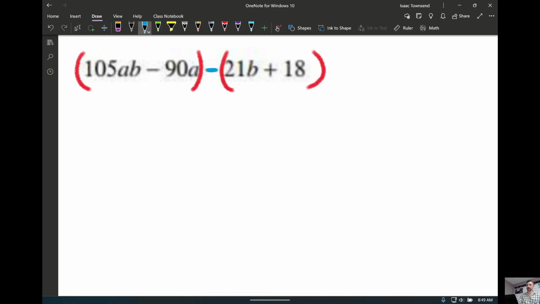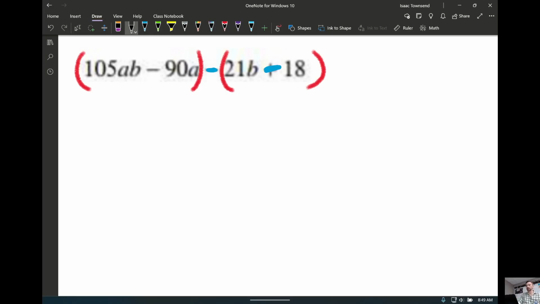The fact that this is a negative one in front of this parentheses, when I created the parentheses, it's now being distributed. I want it distributed to 21b, because the original question said minus 21b. But I don't want it distributed to plus 18, because that would give me a minus 18, which is not consistent with the original question. So when this is a minus sign, you have to change this last sign only.